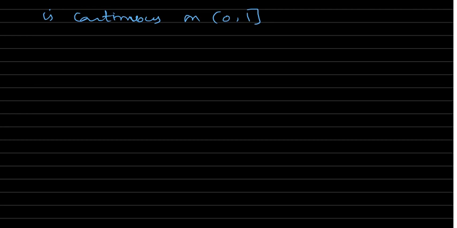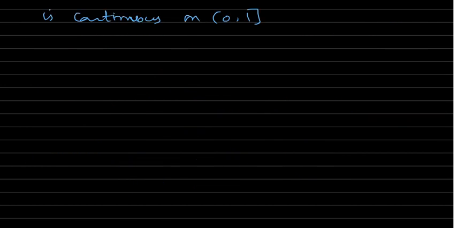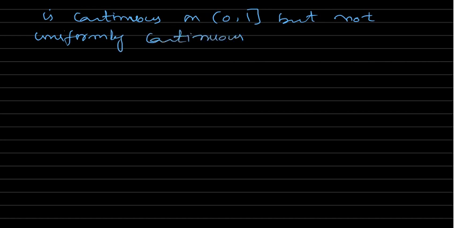Show that this function is continuous. The function defined by this. Show that the function f defined by this is continuous on this interval, but not uniformly continuous. It is not uniformly continuous.